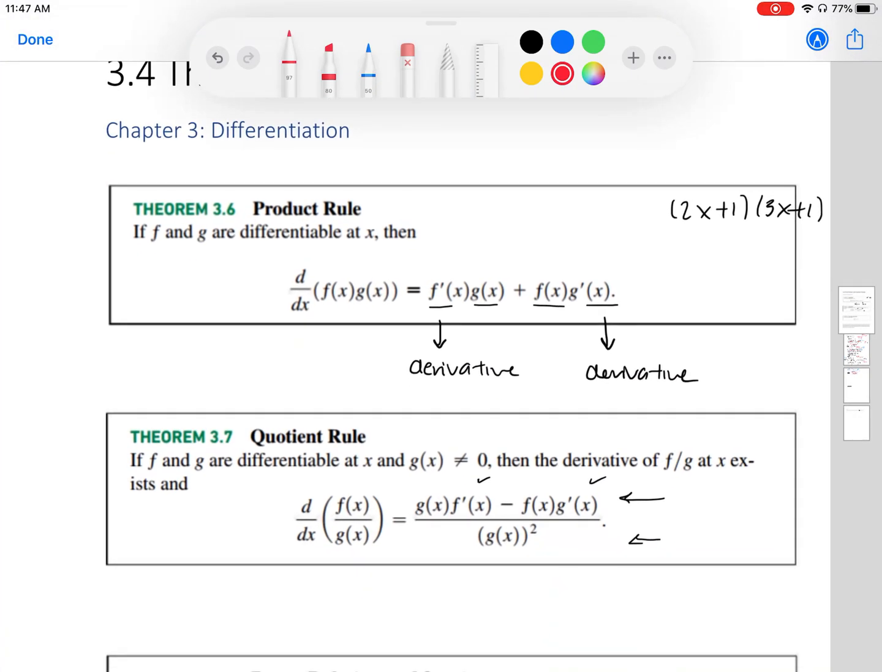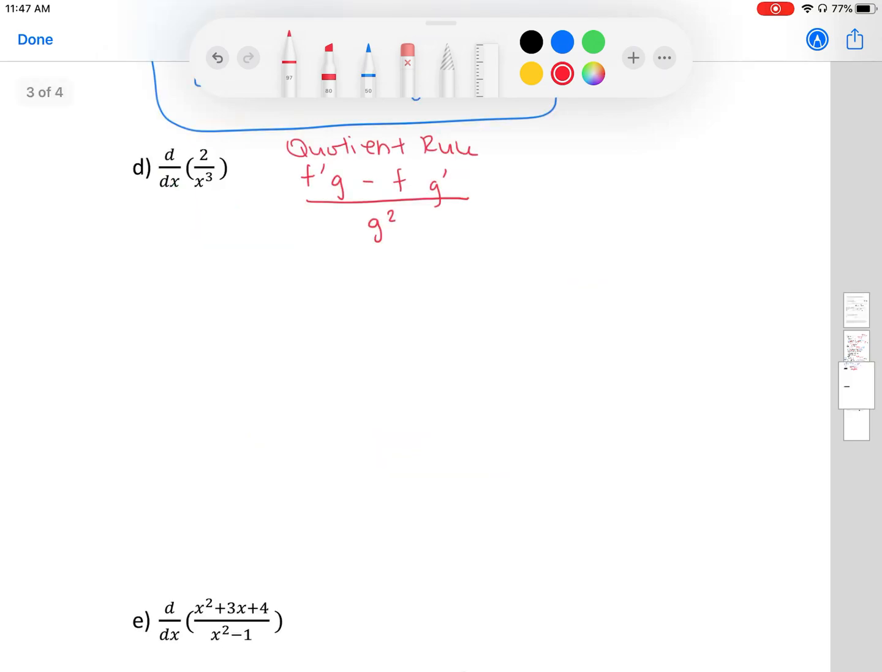Notice I changed up the order. They're being multiplied. I just like to write f first because that's how I have it in product rule. Remember, it's the same idea with a minus. Now you can go around this one and not use any of these rules, but let's do it for practice.